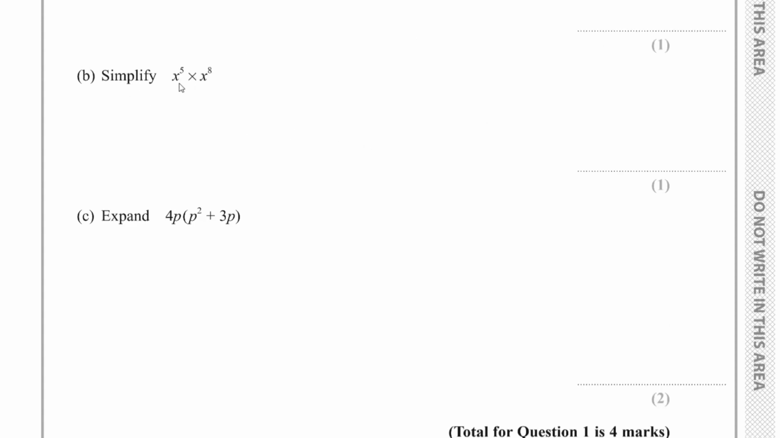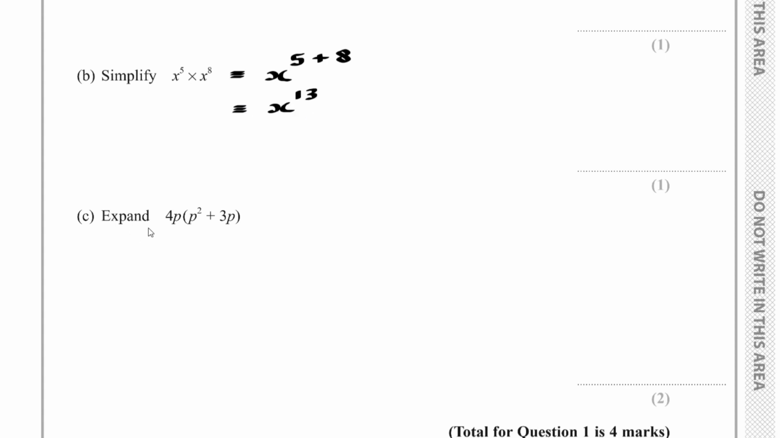Part B, simplify x to the 5 multiplied by x to the 8. Well, here we have the same base, x, and we are multiplying, so we would have to add the powers. So we have x to the power of 5 plus 8, leaving us with x to the 13.